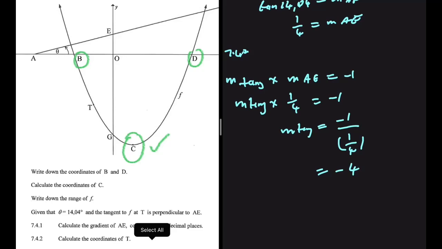The tangent touches f of x at T. So we can differentiate f of x and find f prime of x. And then that is how we're going to get to the x value of T.